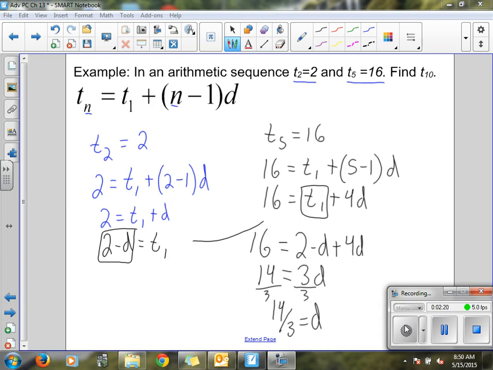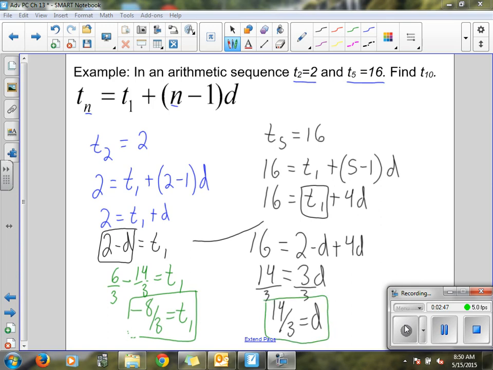Now, since we have this information, we can then find t sub 1. So coming back over here, we know that 2 minus d, in this case 14/3, is equal to t sub 1. So thinking about that 2 there, I'm just going to replace it as 6/3. So we end up getting negative 8/3 is equal to t sub 1. So our two pieces of information, t sub 1 and d, are listed there.